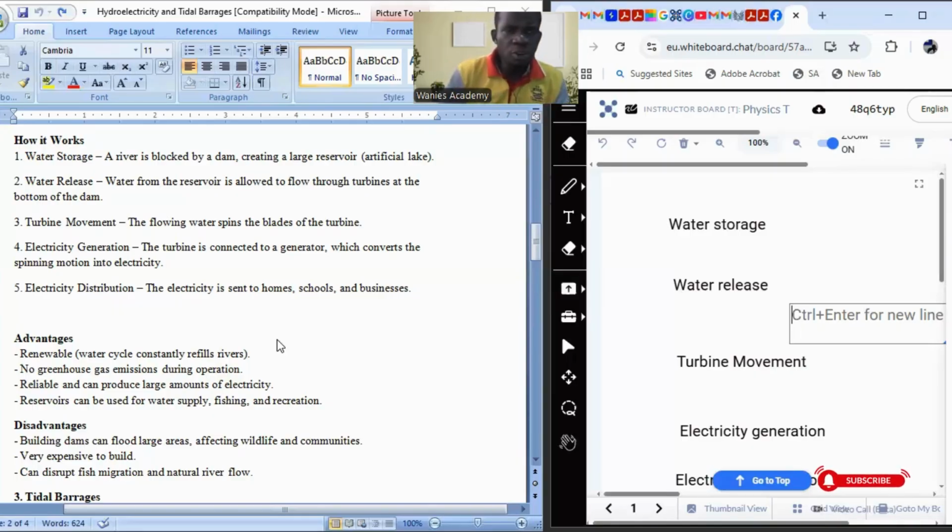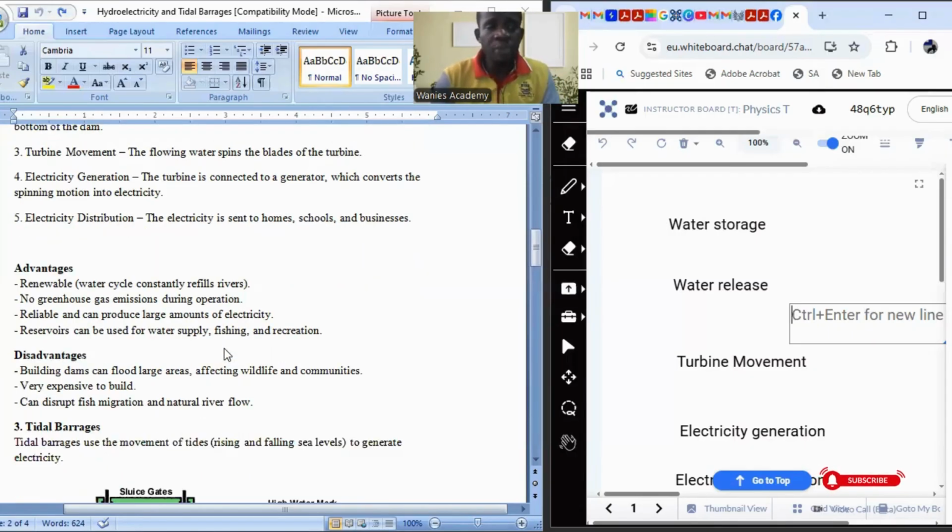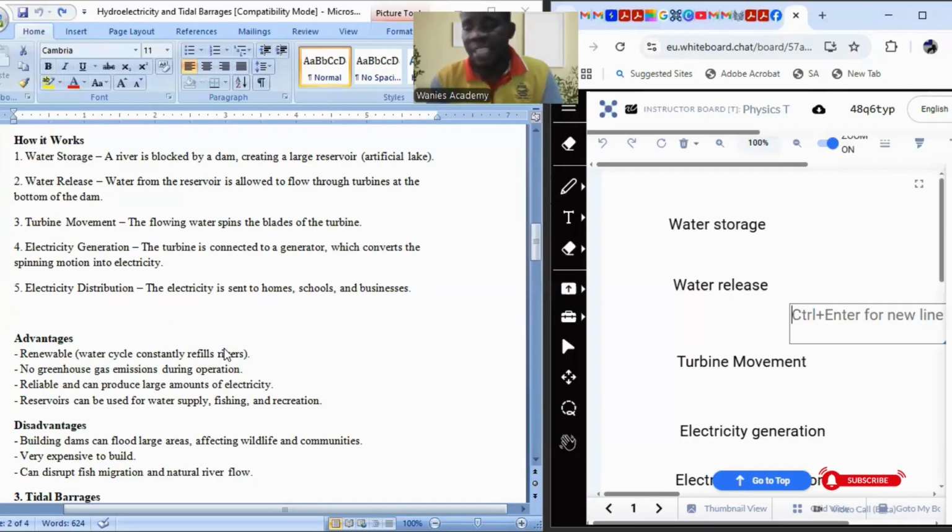Number 3 is that it's reliable and can produce large amounts of electricity. This method of electricity generation is reliable and can produce a very large amount of electricity. Then the reservoir can be used for water supply, so it has multiple usage. The reservoir can be used for water supply, fishing, and recreational activities. That is about that. Then we now have the disadvantages.